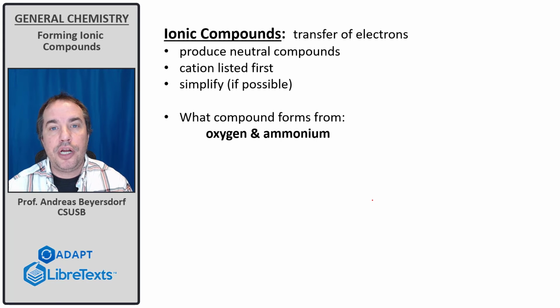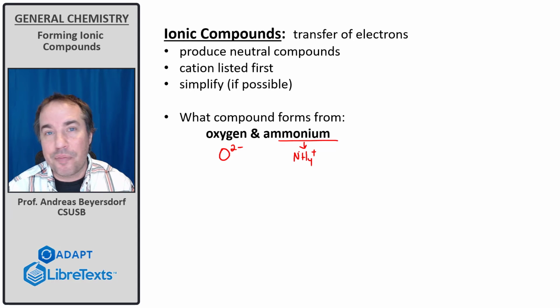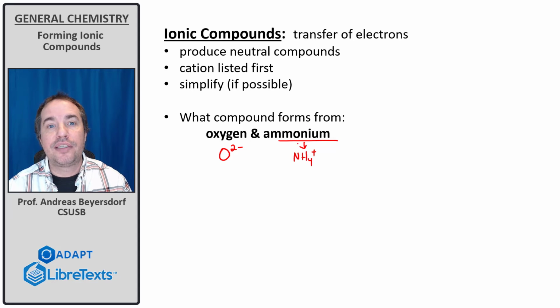Let's do oxygen and ammonium. Oxygen, we already said, was O2-. Ammonium is NH4+. This is one of the polyatomic ions. You won't find this on the periodic table. You need to know that this is a polyatomic. And so we put the NH4+ first because we always put the cation first. And we have the O2- on the right-hand side.